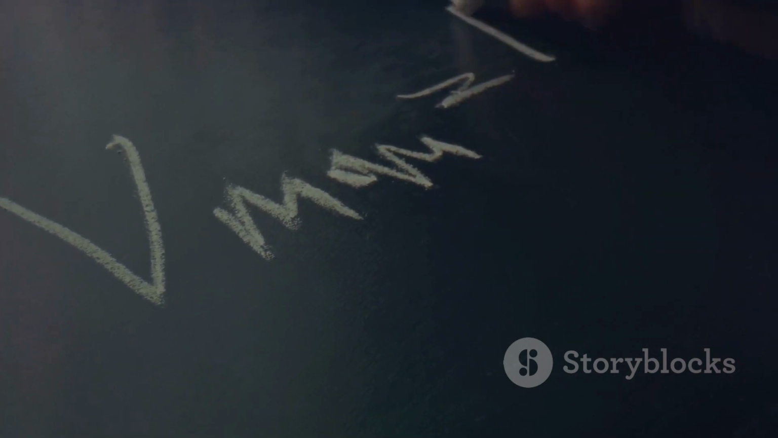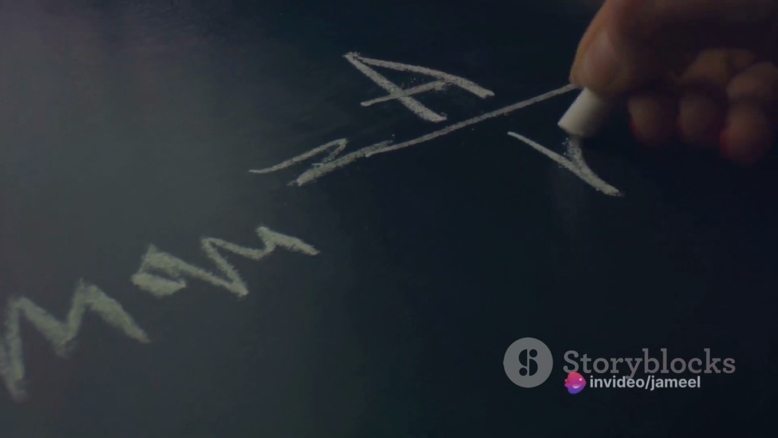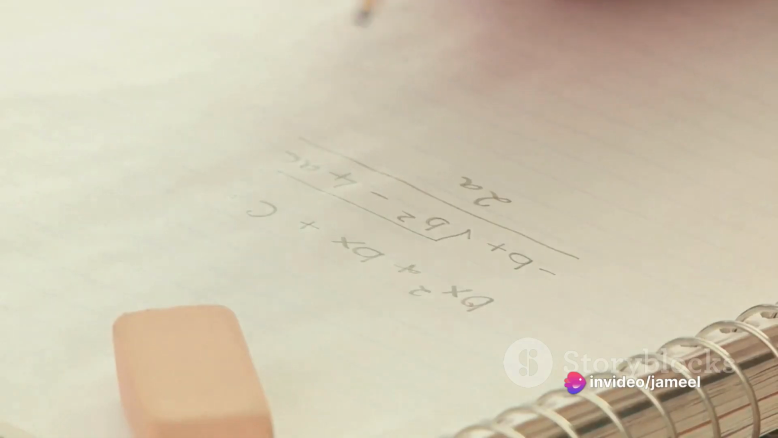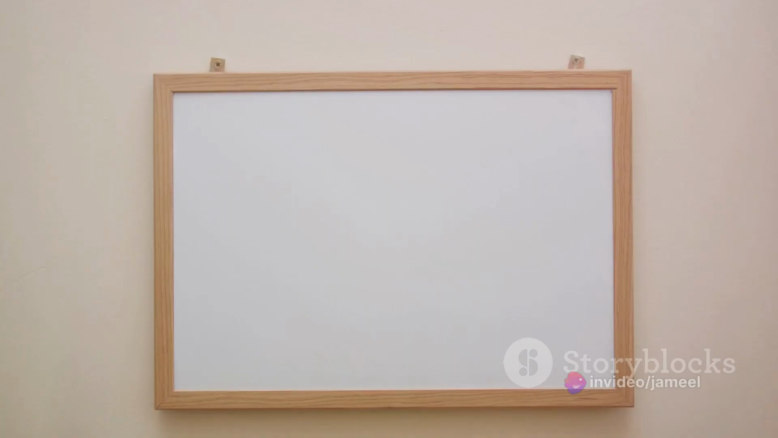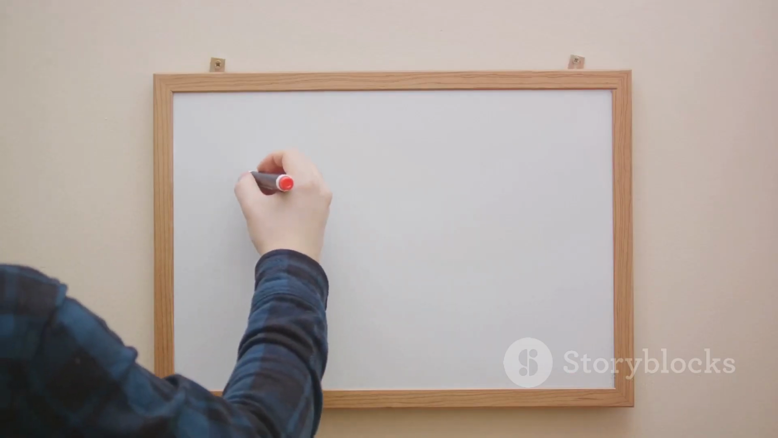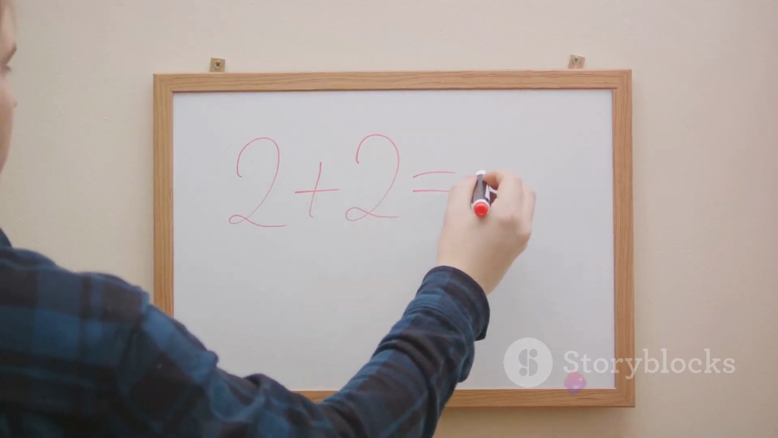So, how do we perform basic arithmetic operations with complex numbers? It's simpler than you might think. Let's start with addition. If you have two complex numbers, say 3 plus 4i and 2 plus 5i, you add the real parts together and the imaginary parts together. So you'd end up with 5 plus 9i. Subtraction works the same way. You subtract the real parts and the imaginary parts separately.